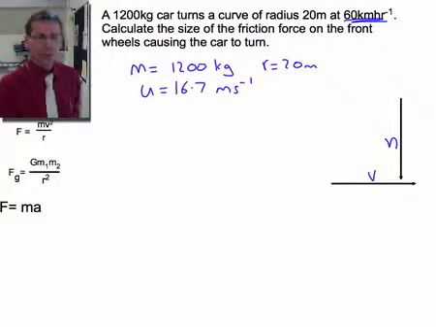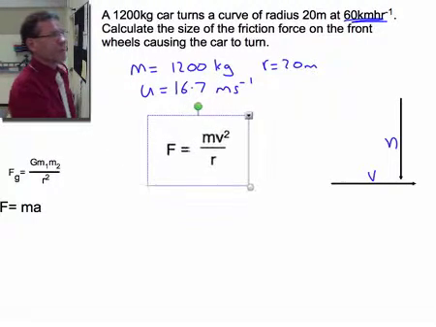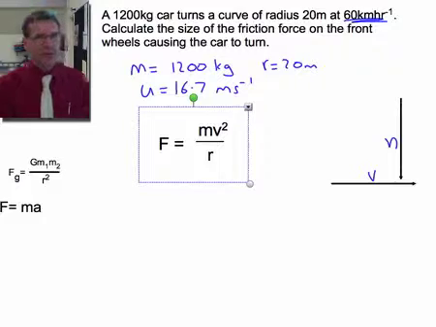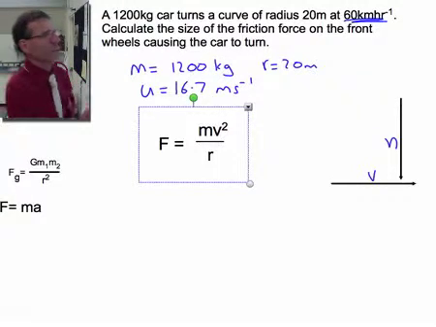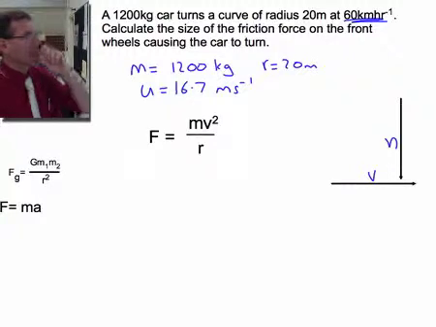And I want to know the size of the friction force on the front wheels causing the car to turn. So it's the friction that's creating the force. It's the friction that's giving rise to the centripetal force, the centre-seeking force, causing it to go in a circle. And there's my law. So I've now done my summary step.